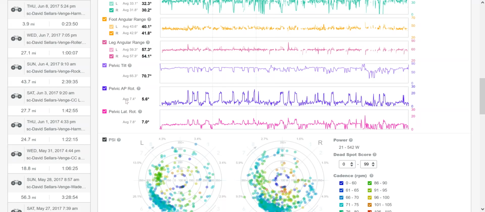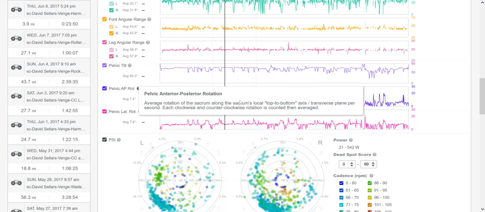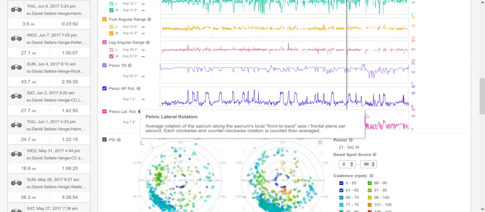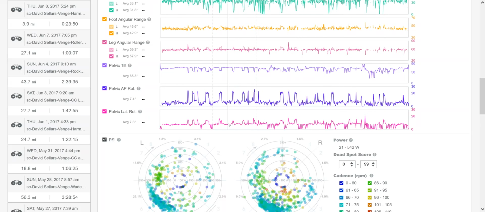Now, down here, this is the pelvic anterior posterior rotation. This is how the hips move and twist. So from kind of forward to backward they twist, and the range of that twisting motion. So you can see that there are specific times here when there's a lot more twist than other times. This is the lateral rotation here. What this is really looking at, this is like the rocking motion. So it's rocking up and down, and that's really what that's looking at.